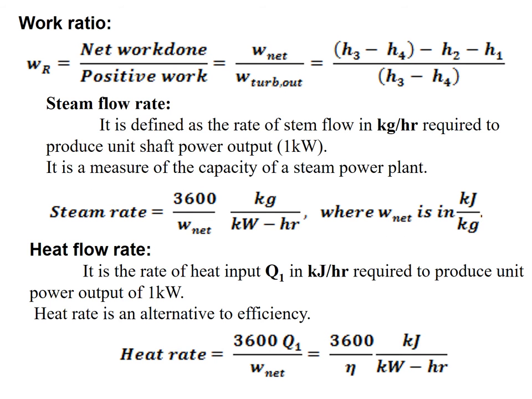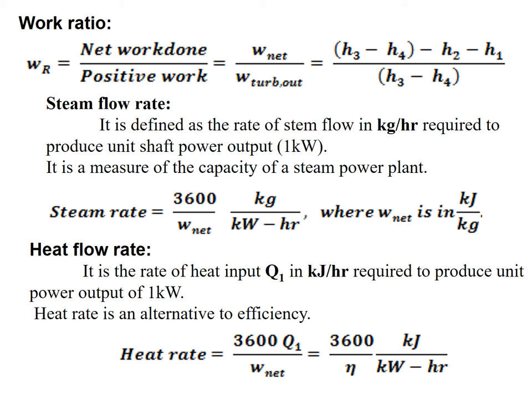So what is the work ratio? Work ratio is net work divided by turbine work. Net work means turbine work minus pump work, divided by turbine work. Next, the steam flow rate: usually mass flow rate divided by net work output. This mass should be in kg per hour. Please be careful, the mass should be in kg per hour.